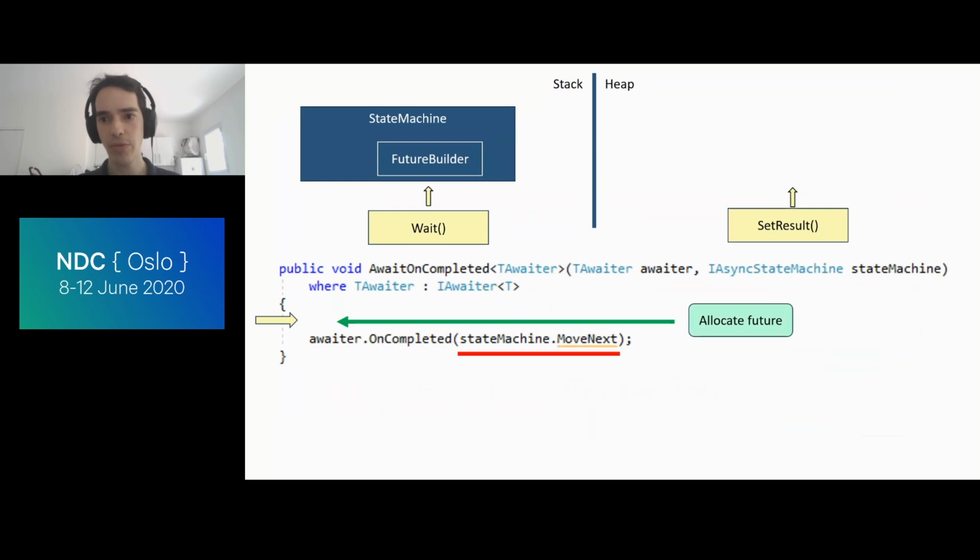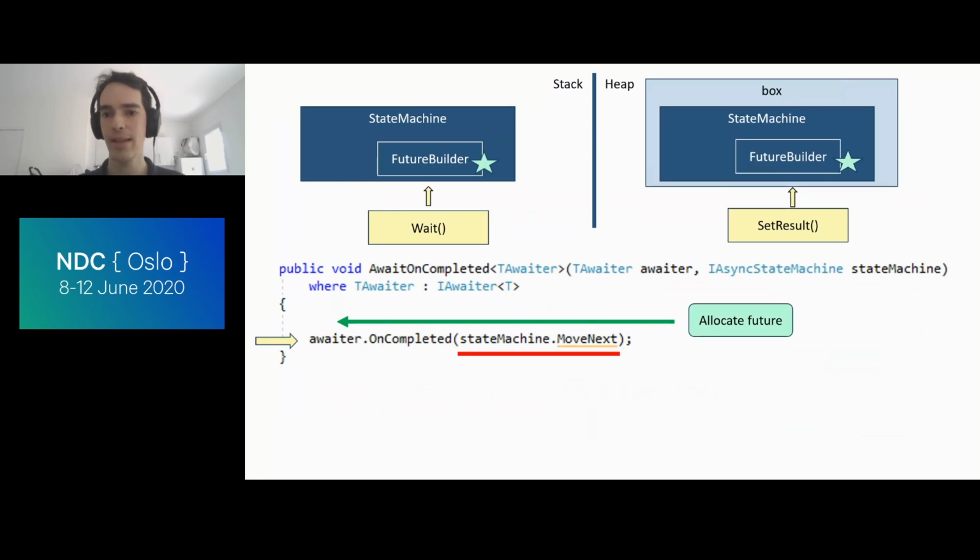Well, the idea is that we force the allocation of the future while our state machine is still on the stack. So now we have a future in our future builder. And then when we get to the next line and we box the state machine, we make a copy of it. And so we make a copy of it with the future inside of it. And so now if I call set result on the right, it completes the one on the left because future is a reference type, and so both of them reference the same object. Please note that it can only work because future is a reference type.